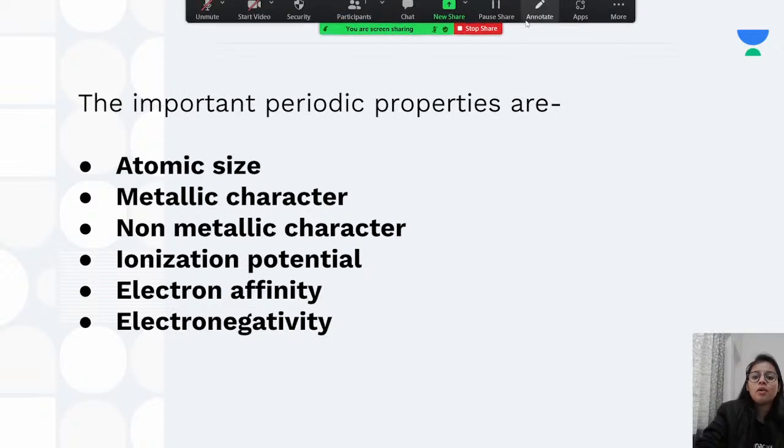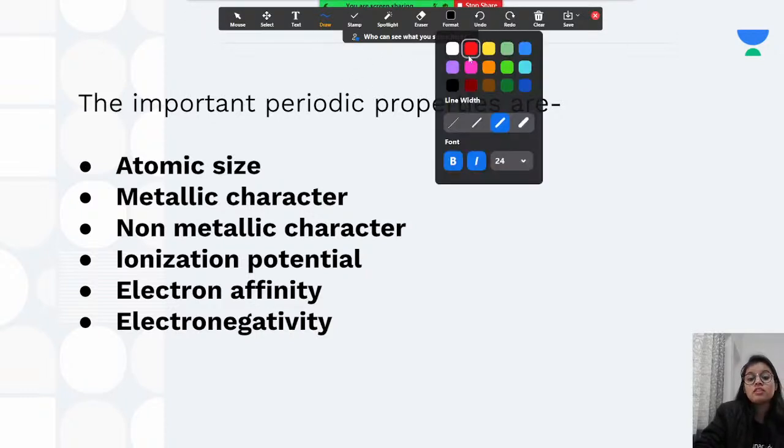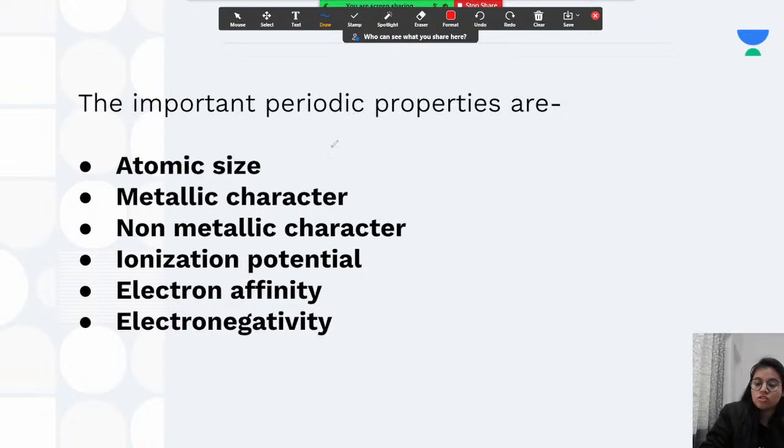Talking about the main periodic properties, there are various periodic properties related to the electronic configuration. First is atomic size, then metallic character, non-metallic character, ionization potential, electron affinity, and electronegativity. These are the 6 main periodic properties, and today we are going to focus on these 3: atomic size, which is the atomic radius, then the metallic character and the non-metallic character of the element.